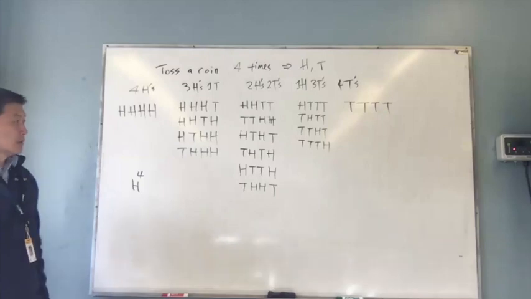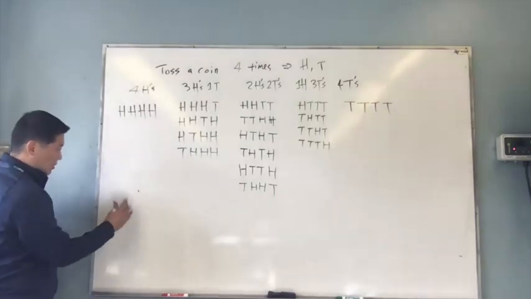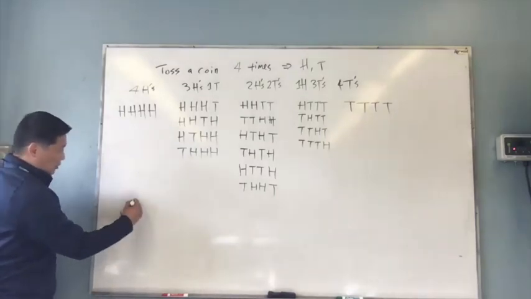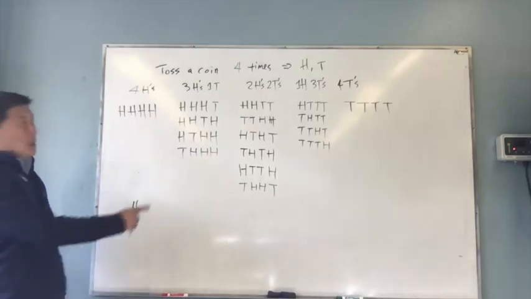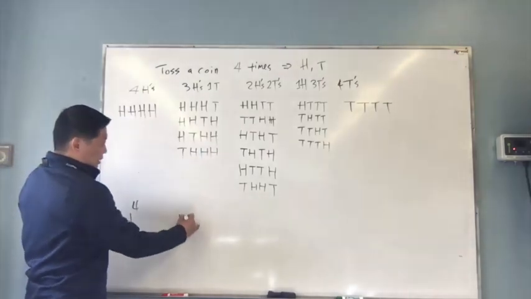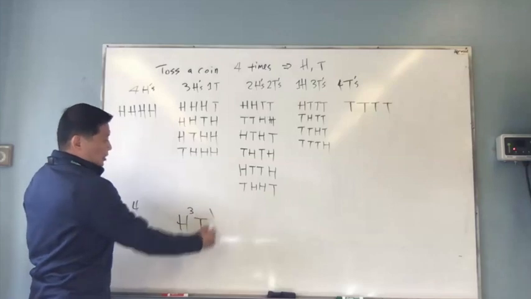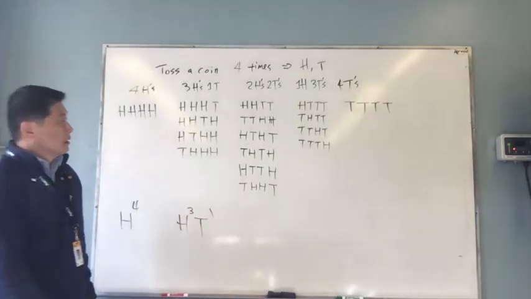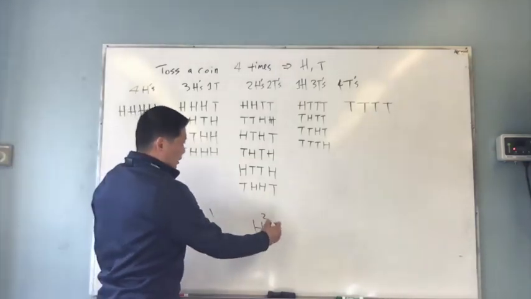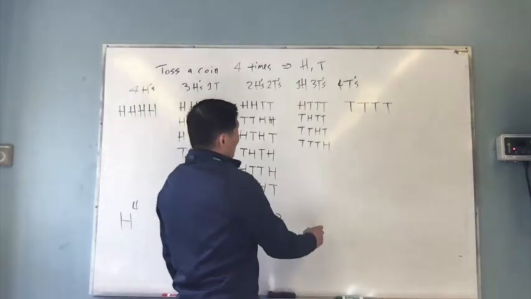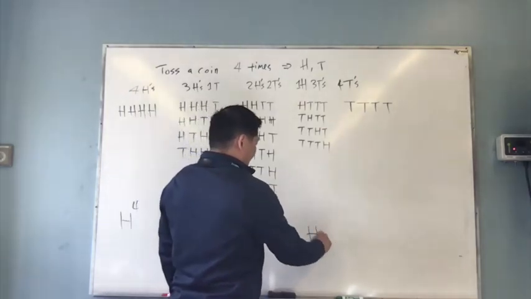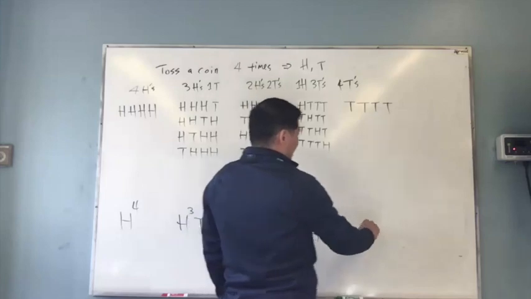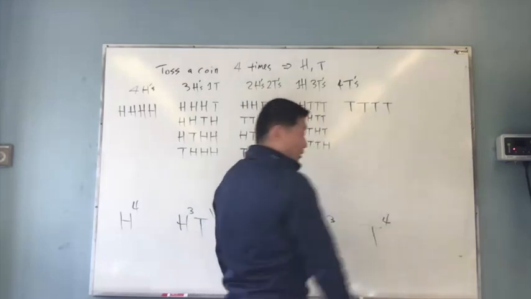Let me write it down a little bit lower. Head to the 4th power. Over here, I get head to the 3rd power, tail to the 1 power. Over here, we get head squared, tail squared. Over here is head, and then tail to the 3rd power, and this is tail to the 4th power.